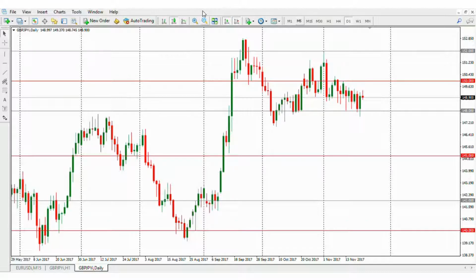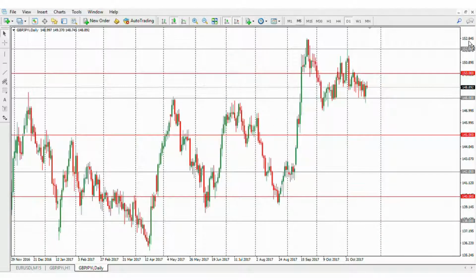If it closes above yesterday's open or close, then there's a problem because a new swing high and swing low will form in the opposite direction. So let me zoom out from this chart. As you can see, I have marked in these gray and red patterns the whole numbers 152, 150, 148, 145, 142, 140 and 138.